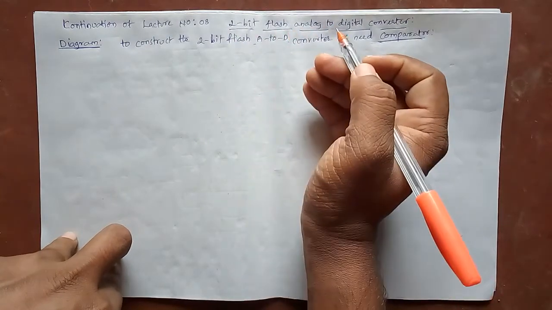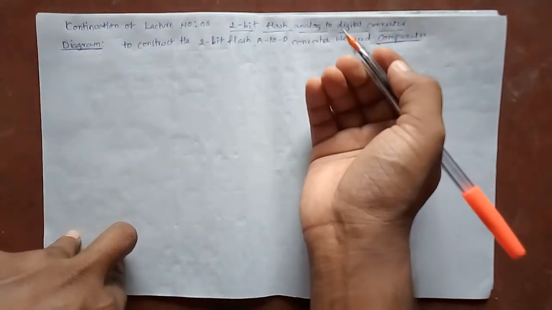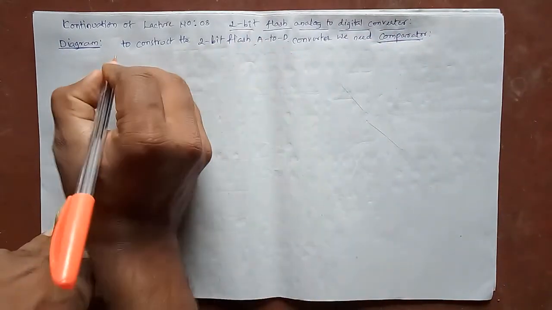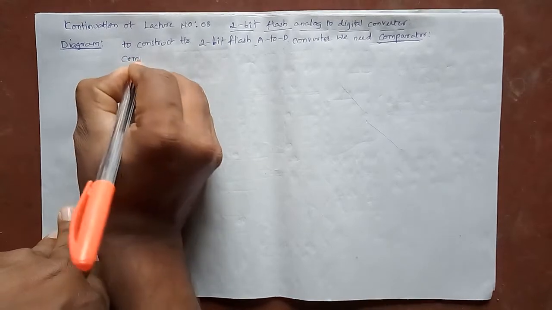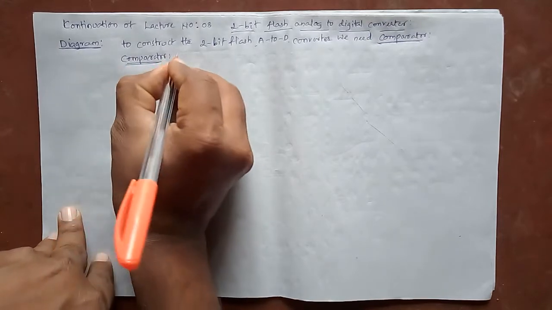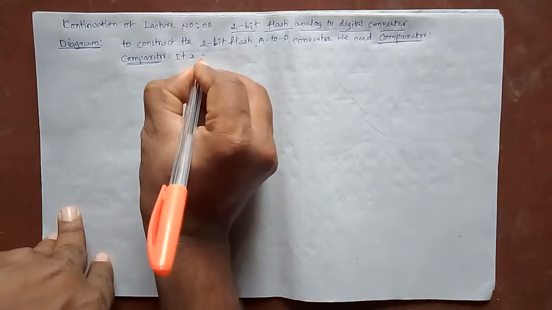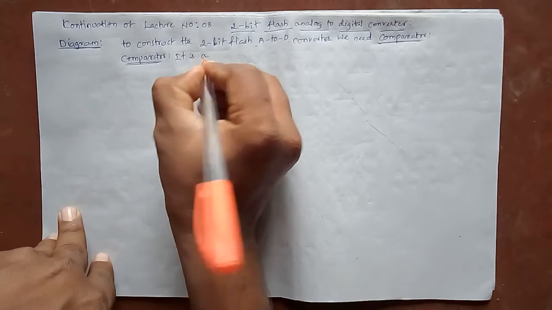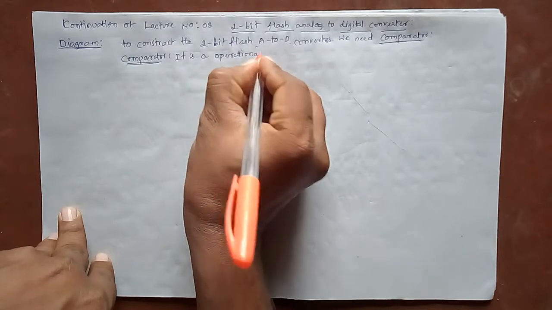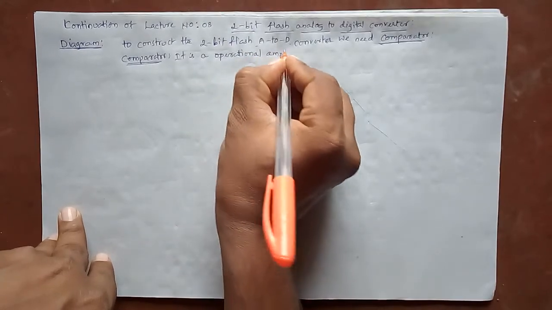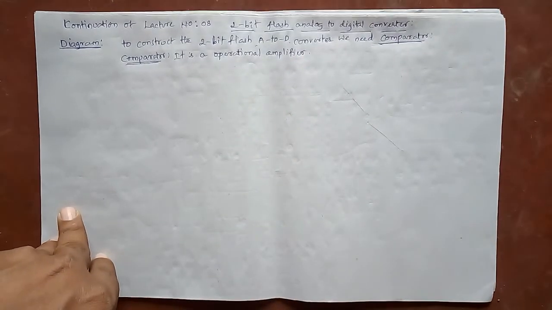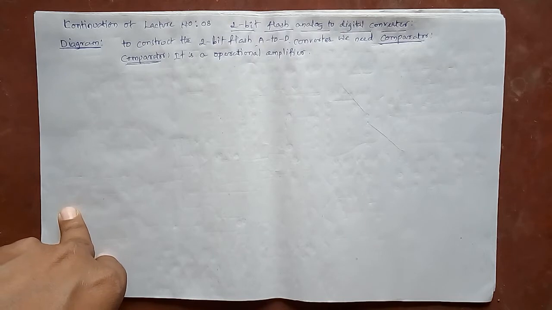To prepare a 2-bit flash converter we require comparators. What is a comparator? Let me tell you first. A comparator is an operational amplifier, which compares the inputs and gives the output.